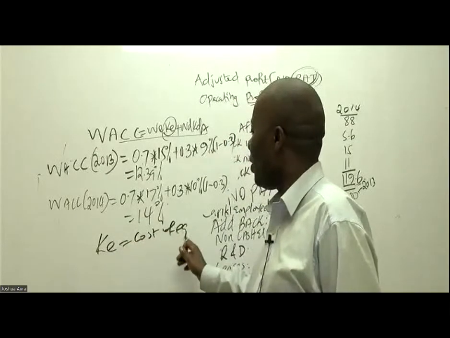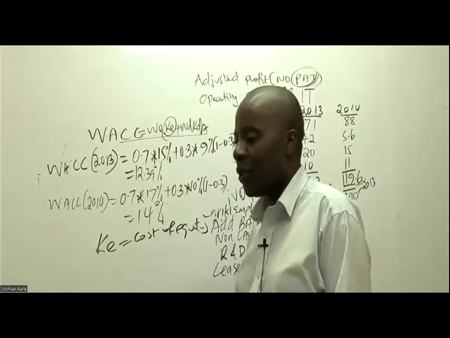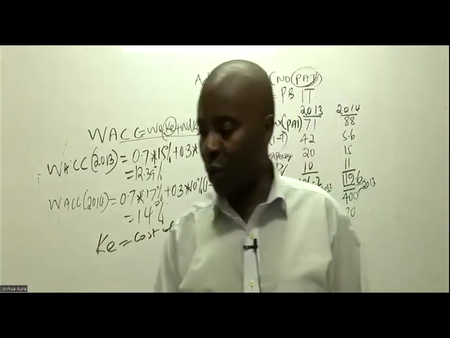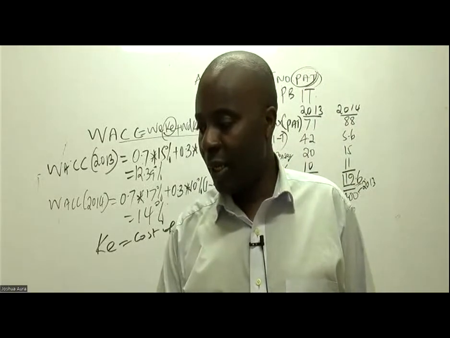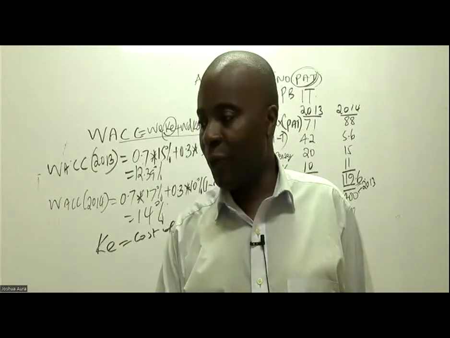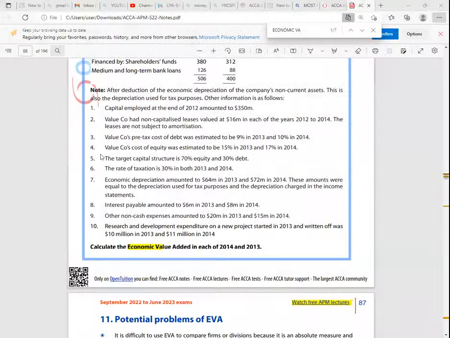Cost of equity, and they have given you cost of equity for the 2 years. It's given here. Right? If it's 2013, it's 15%. 2014 is 17%. And then we have KD. KD has also been given. It's about just plugging in.